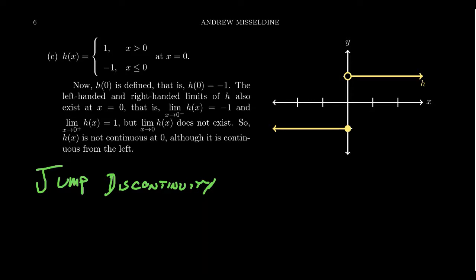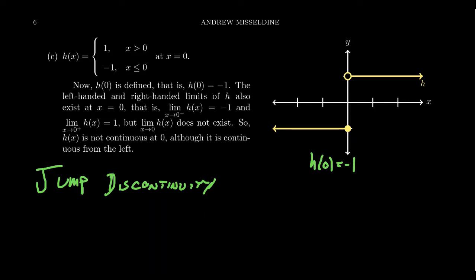And so let's investigate what happens at x equals 0. So you'll notice at the y-axis, something funky is happening. There's a jump on this graph. This is a type of step function we see. And so let's examine what's going on here. The function is defined at x equals 0. You'll notice that h of 0 is equal to negative 1 by the rule right here.